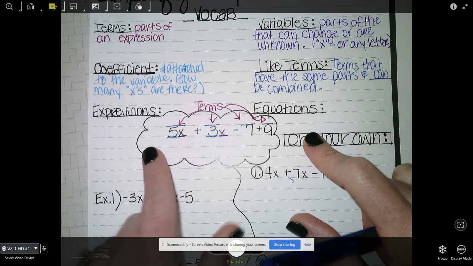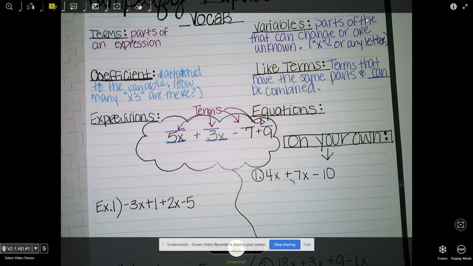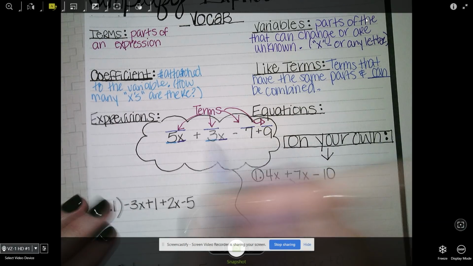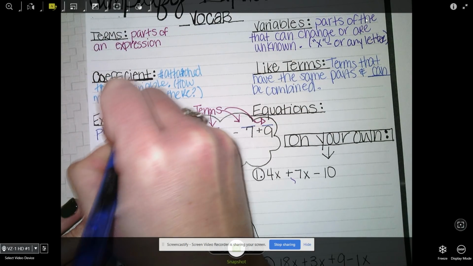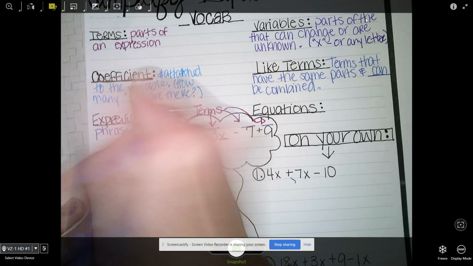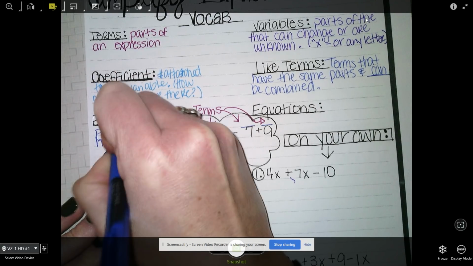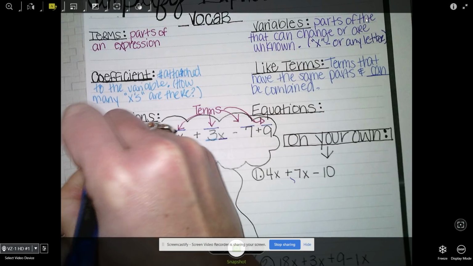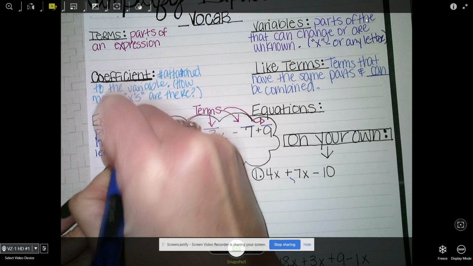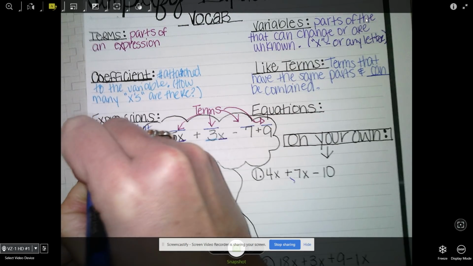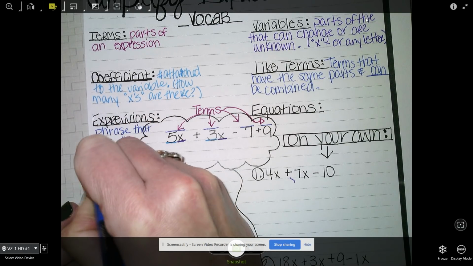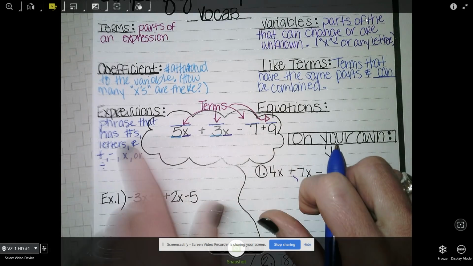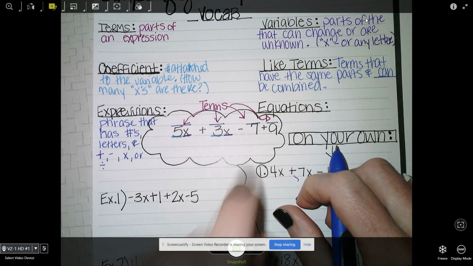This is an expression. So an expression is just going to be a phrase that shows numbers, letters, and mathematical operations. So you can put phrase that has numbers, letters, and plus, I'm just going to do this to shorten it, plus, minus, multiply, or divide. So this one has all of that going on in it, and that makes it an expression.